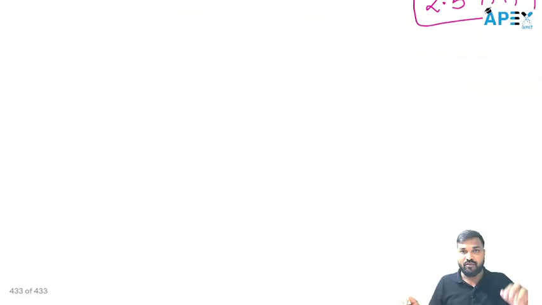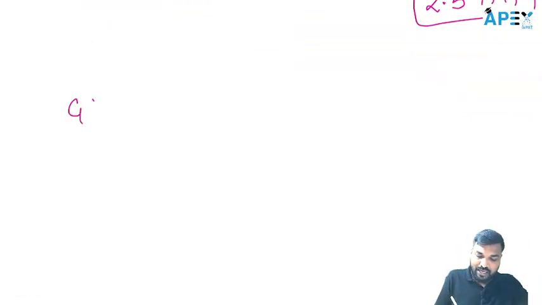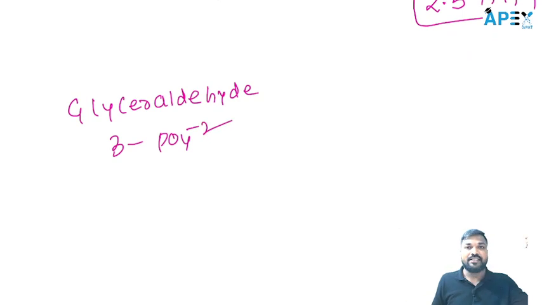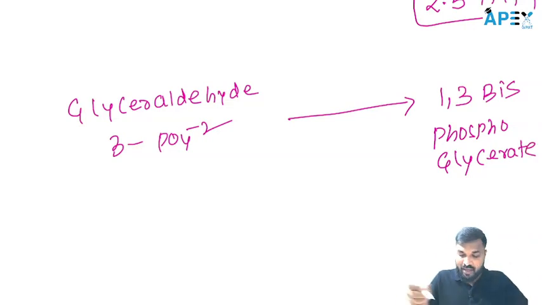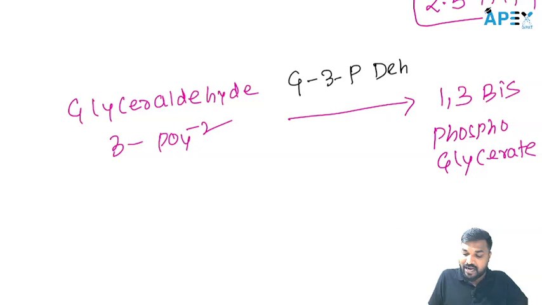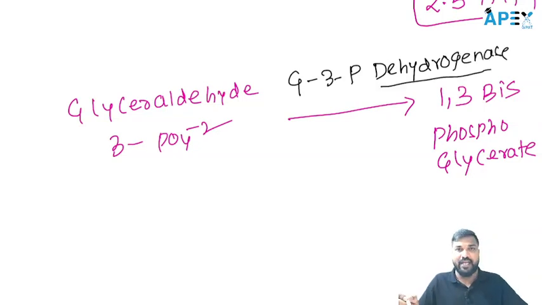I can take one example. Glyceraldehyde 3-phosphate is converted to 1,3-bisphosphoglycerate. This is one of the steps in glycolysis, in the presence of the enzyme glyceraldehyde 3-phosphate dehydrogenase.